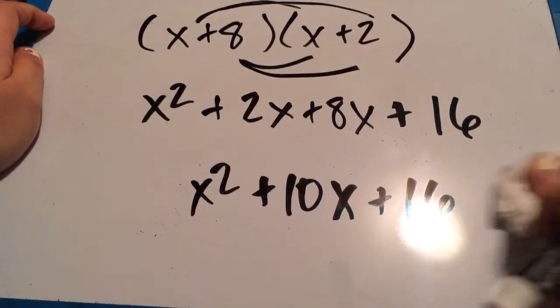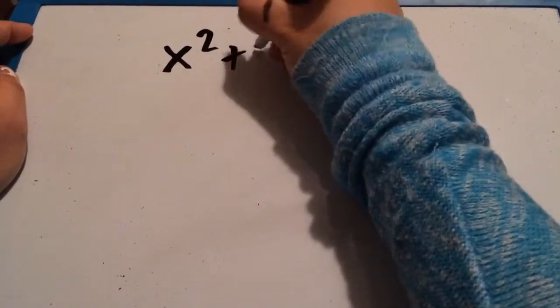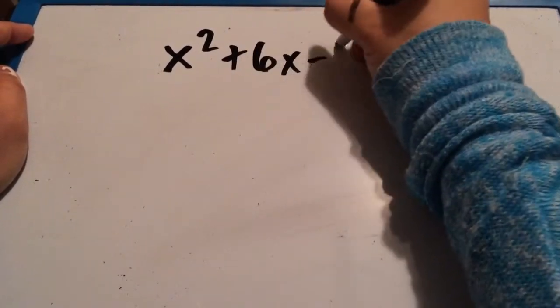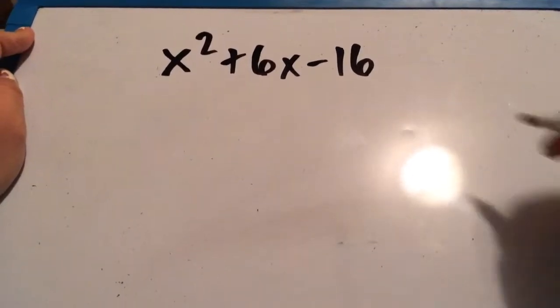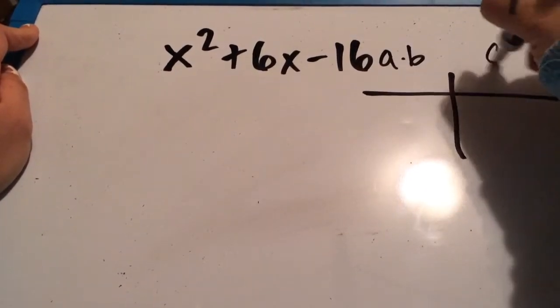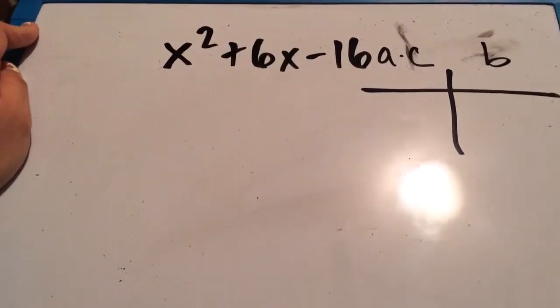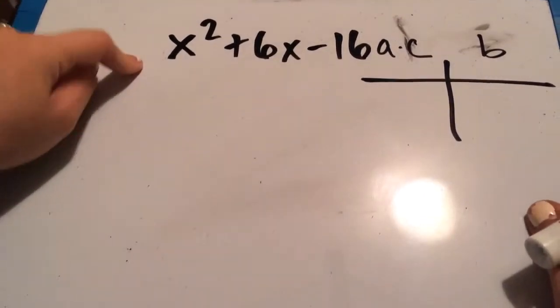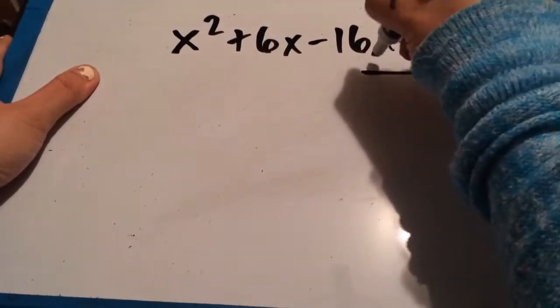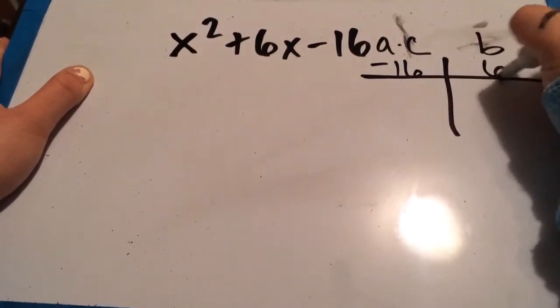Let me do one more. So let's try the trinomial or quadratic equation x squared plus 6x minus 16. So first thing you do is your t-chart. Remember, the left side is a times b, the right side is c. Oops. The left side is a times c, and the right side is b. There you go. So a times c would be 1 times negative 16, which is negative 16. And then b is 6.